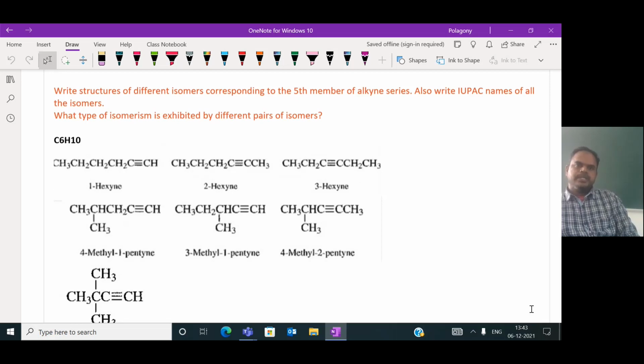How many different isomers can we get for the 5th member of the alkyne series? Write the IUPAC names of all the isomers. And what type of isomerism is exhibited by the different pairs of isomers?